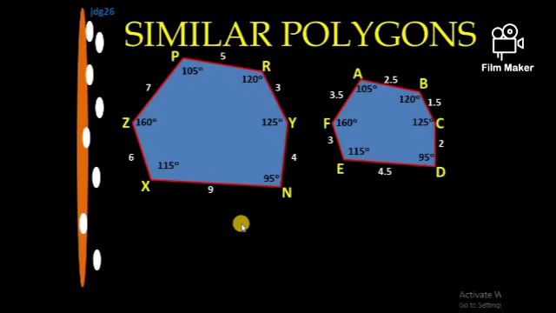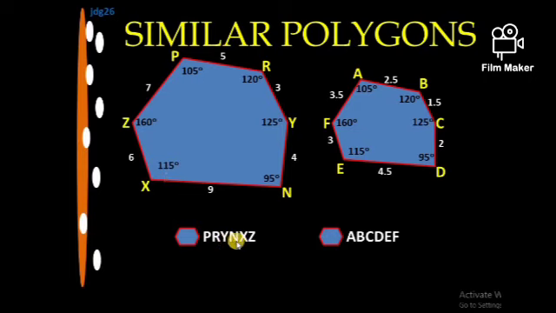Let us consider the two polygons. Hexagon PRYNXZ and hexagon ABCDEF. Ano ang napansin nyo? Tama! Ang sukat ng mga angles ng bigger polygon at saka ng smaller polygon ay magkaparehas. We can say that the two polygons are similar.